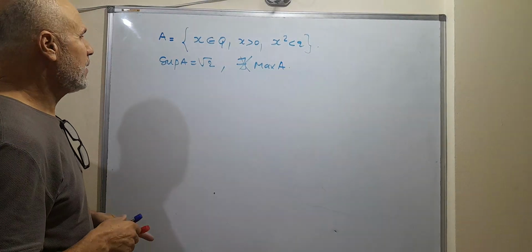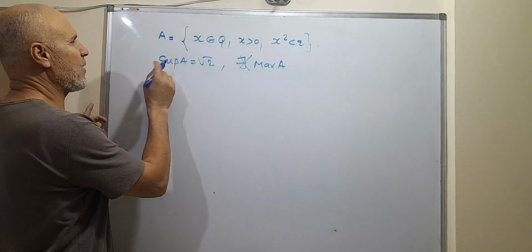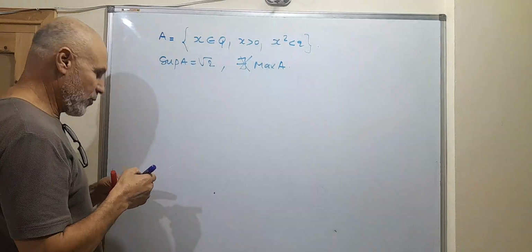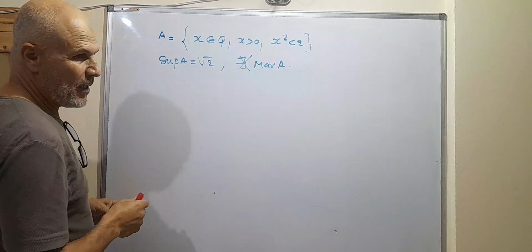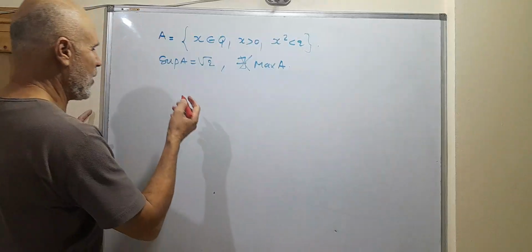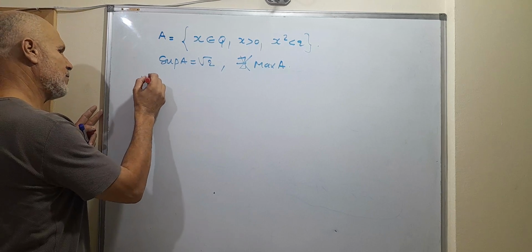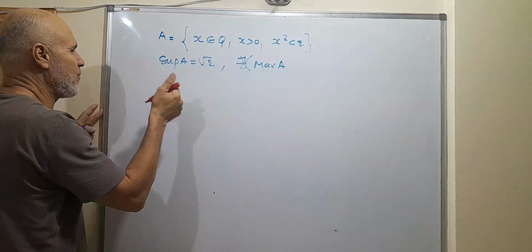Today we are going to solve this exercise. We have to prove that the supremum of A is equal to the square root of 2. How can we deal with this kind of question? We suppose that we don't know.